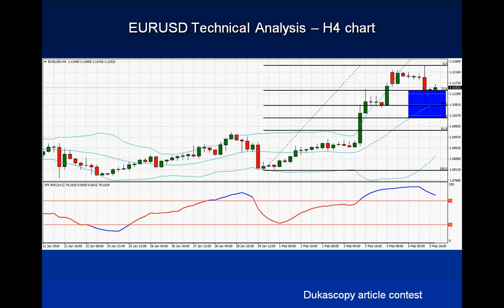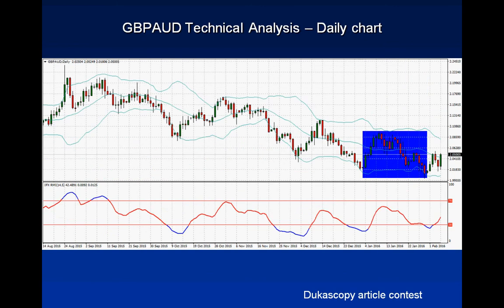But if I see that price is lower and some daily close below 1.1, I will be flat and I will wait for another opportunity to buy this currency pair.